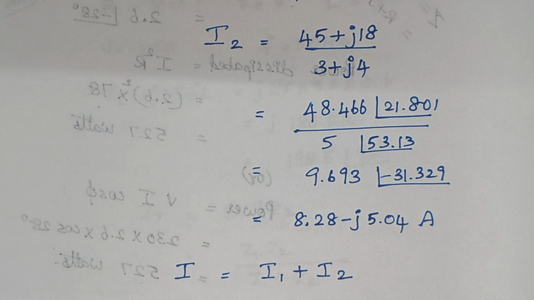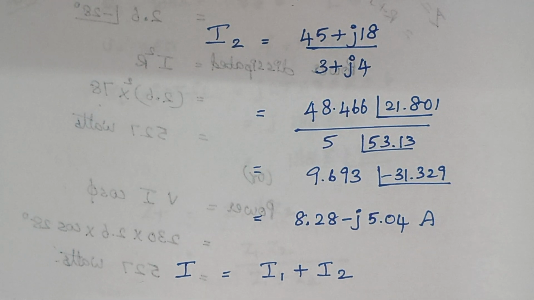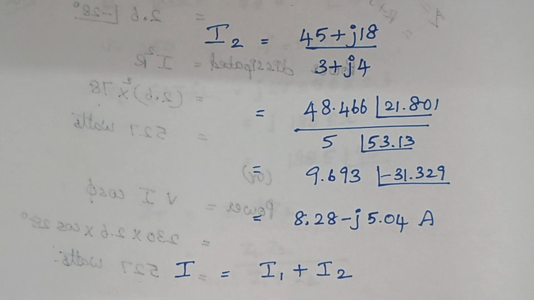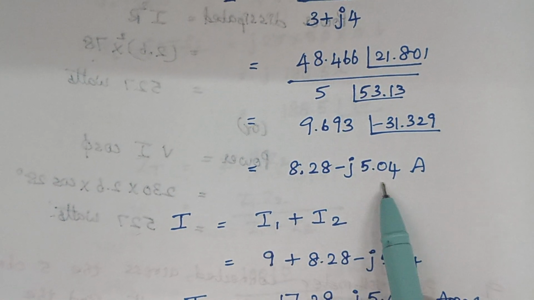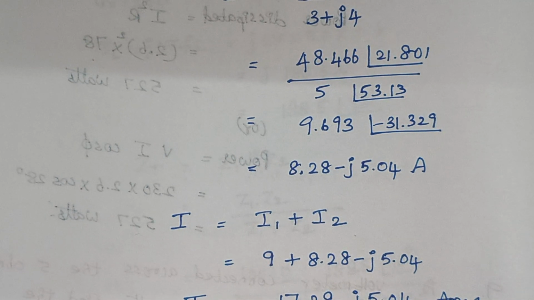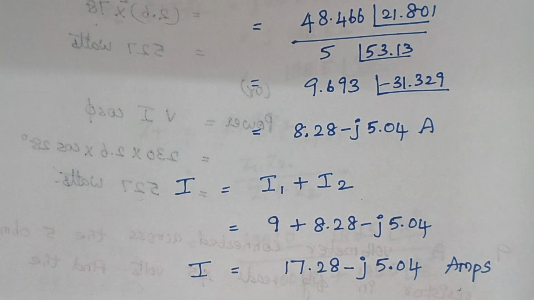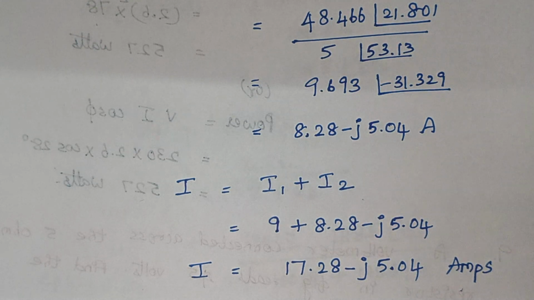So here the main aim is to calculate the total current. So total current is nothing but I1 plus I2. We know I1, and just now we have calculated I2, so just add, and finally the total current is calculated as 17.28 minus J5.04 amps, right? So here comes the end of this problem. We will move on to the next one.